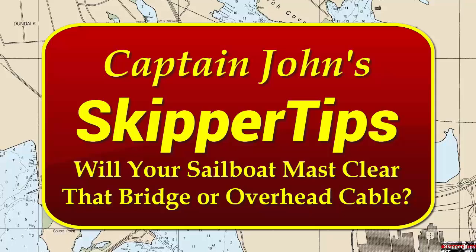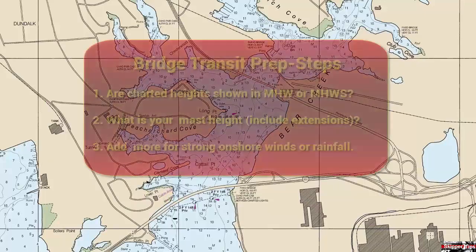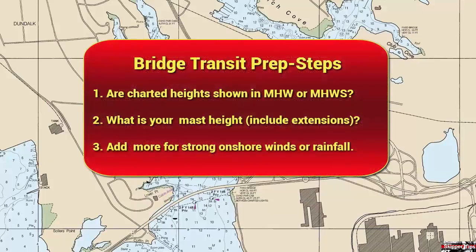In today's video tip, we're going to take a look at 3 bridges found on our nautical chart and how to read the nautical chart to know how much vertical and horizontal clearance you have to pass through the bridge safe and sound. Heights on a nautical chart will be shown in mean high water or mean high water springs. Look near the title block of your chart to find this information.